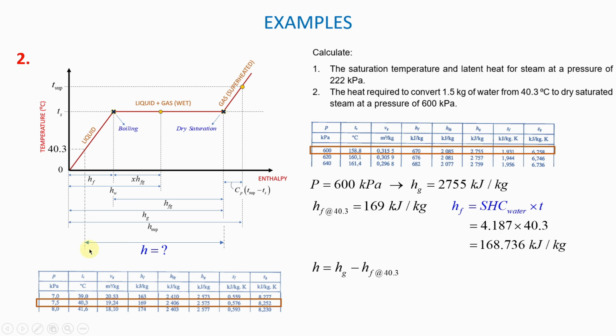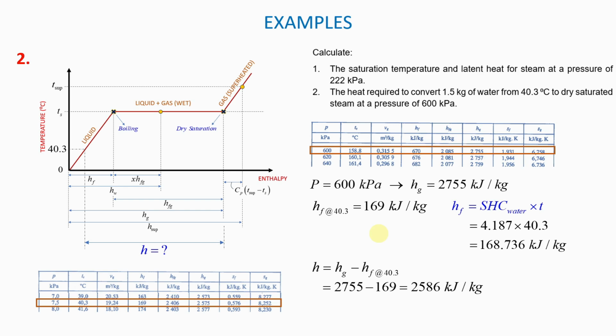So that h that you see here, which is the heat that we need to take it from where it is to dry saturation, is just going to be equal to hg minus hf at 40.3. So hg, when you're dealing with 600 kilopascals, is 2,755 kilojoules per kg. And so from that, you need to remove the heat that is already in the water to find the heat that remains to take it to dry saturation, okay? So if we do it like that, this is what we get.